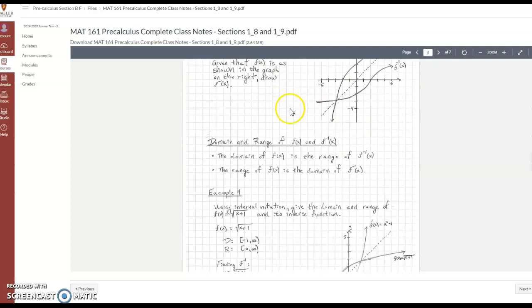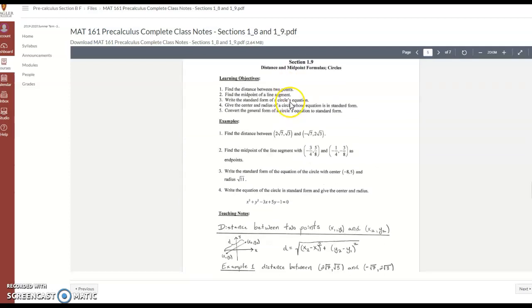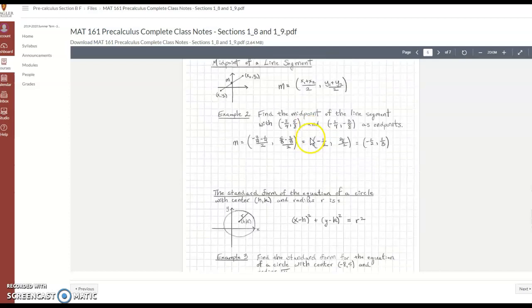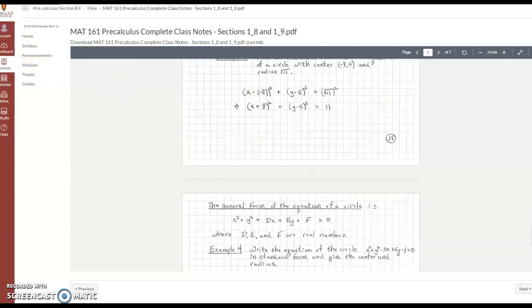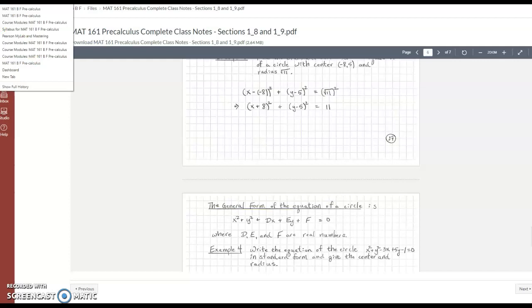And in section 1.9, we're going to be talking about the distance and the midpoint formula. You need to understand especially the distance formula. When you get into calculus, you're going to use the distance formula quite a bit, so make sure that you understand it. For the midpoint, you should know how to write the midpoint of a line segment, and know what the standard form of a circle is and what the center and the radius of a circle are when it's given to you in the standard form of that equation. Okay, so distance and midpoint formulas and circles in section 1.9. And that would be it for the first set of homework that is due Tuesday.